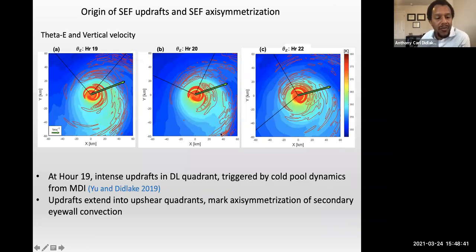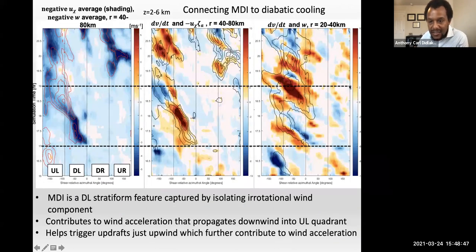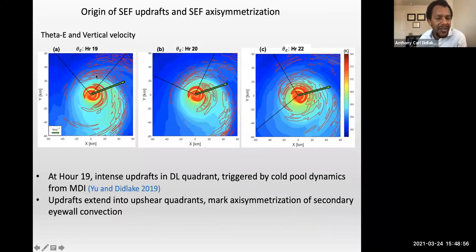Now, here we have hour 19. So hour 19 is this dashed line here, and it's where we saw that extension into the upshear left in an earlier slide. In hour 19, you can see in the reds here the vertical velocity. Here's that clear updraft that is right at the location of the downwind stratiform region and the MDI. And it's not yet wrapped around the storm.